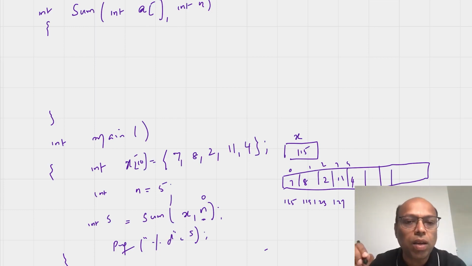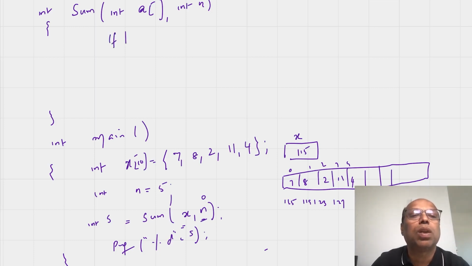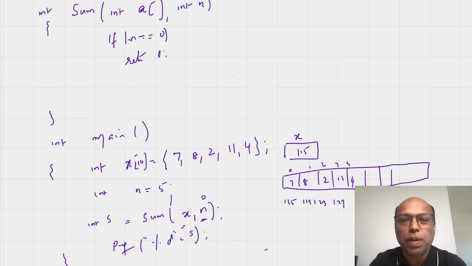Therefore, I need to rely on the number of elements, because the array name is a constant pointer. The number of elements is going to be the variable. Therefore, I need to stop the recursion when the number of elements is 0. Now tell me, if the number of elements is 0, what is the sum of the array going to be? 0. Correct. That means my ultimate aim is to make the number of elements 0. To do that, every time I need to reduce the array size by 1.